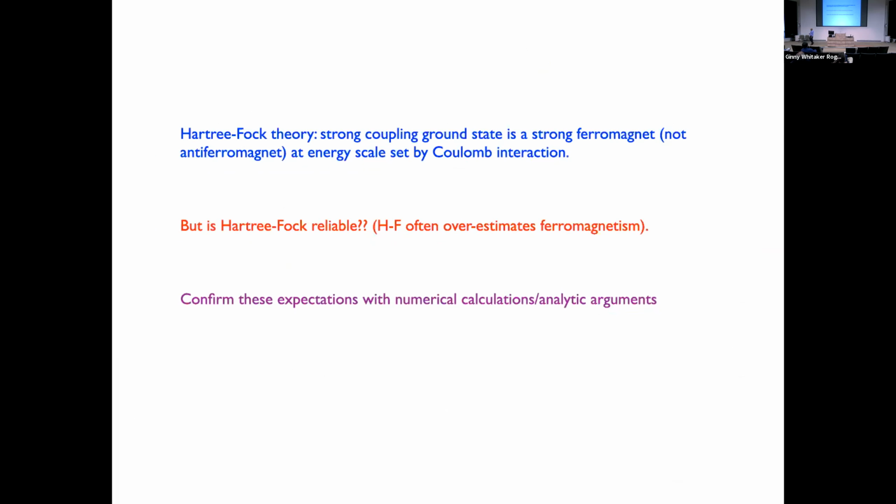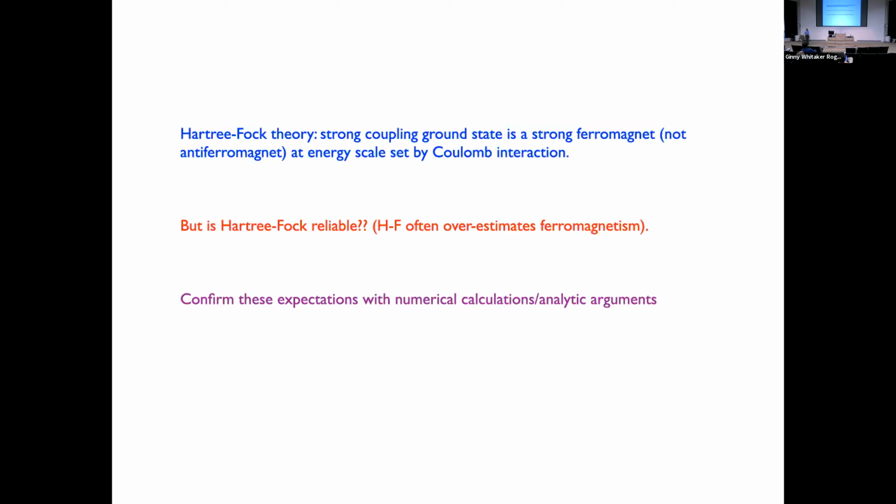Now, this is an interesting result because the strong coupling ground state is a strong ferromagnet with the scale of the magnetism set by the Coulomb interaction. And this should be contrasted with conventional magnetism in a non-topological band, where you have antiferromagnetism with scale set by t squared over U. This is an order U phenomenon. So that's great, but you can worry, is Hartree-Fock reliable? Well, Hartree-Fock is historically known to overestimate ferromagnetism in all kinds of solids, so maybe we're just deluding ourselves.